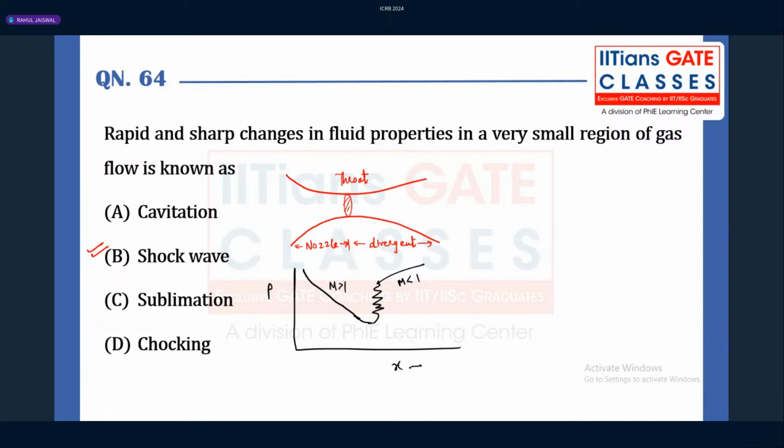If you see the pressure versus X variation, pressure was decreasing and velocity was increasing. But the moment shock waves happen, there is a sudden change in the properties, like pressure, density, temperature. All will change, guys, right? So what can you write? And sudden change, or what can we write here? The sudden deceleration of a gas.